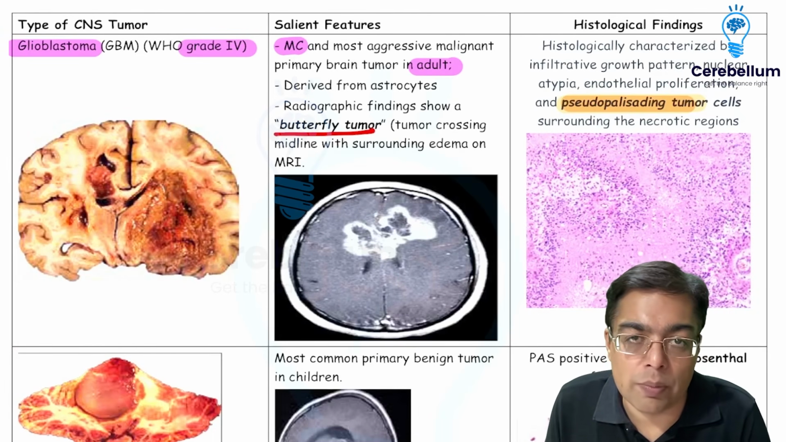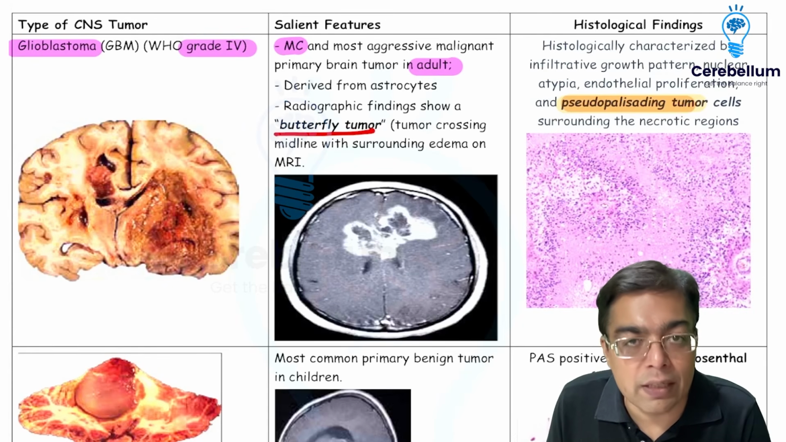The significance to remember about glioblastoma is with respect to its aggressiveness, it's a highly aggressive tumor. So it's called a grade 4 tumor and therefore it is going to be associated with a poorer prognosis.